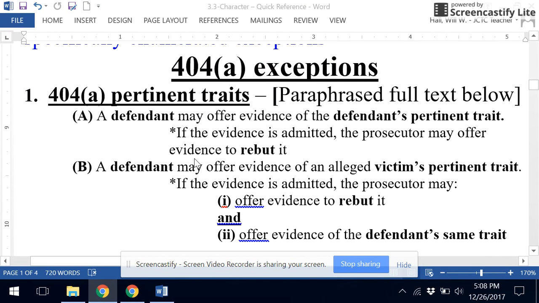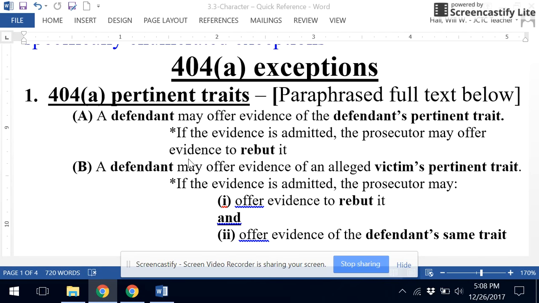For 404A, you can offer pertinent traits in certain situations. So you can offer pertinent traits in a criminal trial if you're the defendant and you're offering your own trait. The only thing about that, under 404A, is you can rebut a defendant's pertinent trait with evidence showing that they have a bad trait. So I'll give you an example. The defendant in a murder case introduces evidence that says, hey, I am a peaceful person, therefore I don't murder.